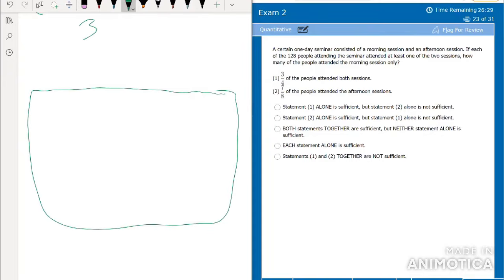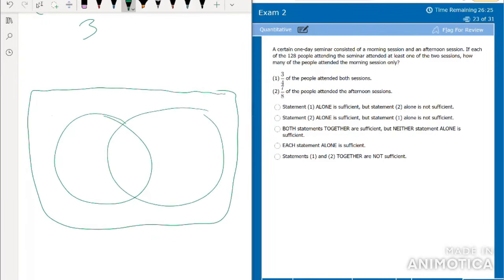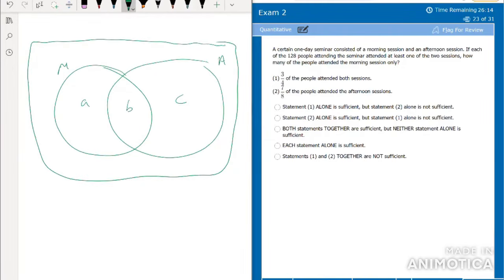Looks like a Venn diagram. Morning and afternoon. Okay, we've got 128. So A, B, C. A plus B plus C equals 128. How many people attended the morning session only? So the question is, what is A?